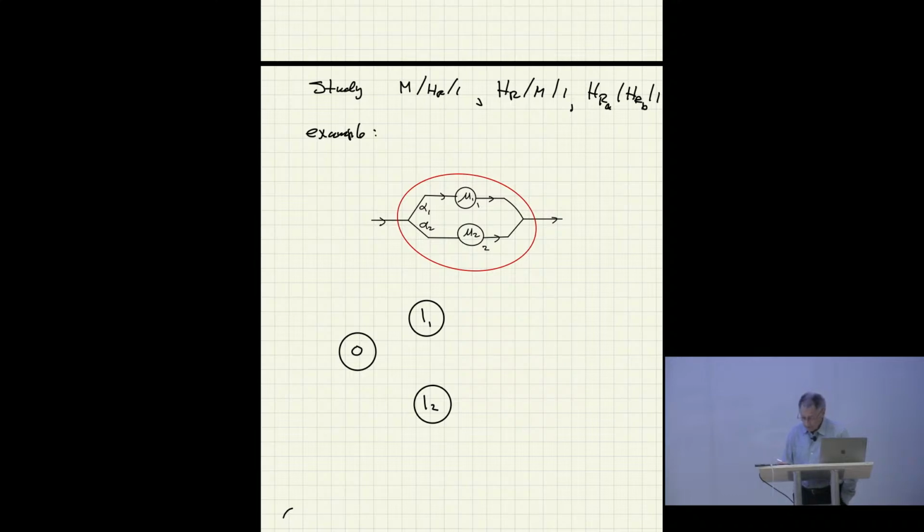Now, how do I go out of state 0? I can get an arrival. What's the arrival rate? Lambda. But how do I go from state 0 to state 1,1 with an arrival? So the rate lambda times what? Times alpha 1. And similarly, from state 0 to state 1,2 at a rate lambda times alpha 2.